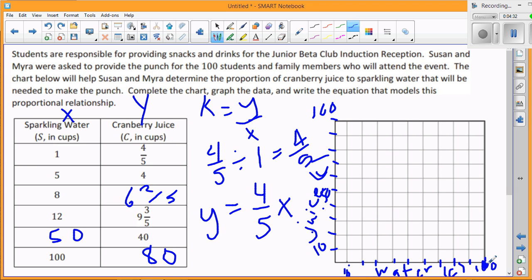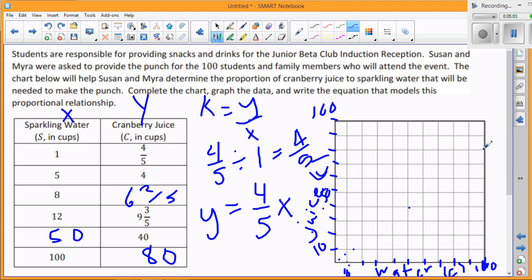So for 1, it's going to be 4/5. We'll have a point somewhere down there. For 5, it's going to be 4. So a point somewhere there. For 8, it's going to be 6 2/5. Again, we'll have a point very close to that. For 12, it's going to be 9 3/4, something around there. For 50, 20, 30, 40, 50, we're going to go up to 40. It's right there. And then 100 goes to 80.